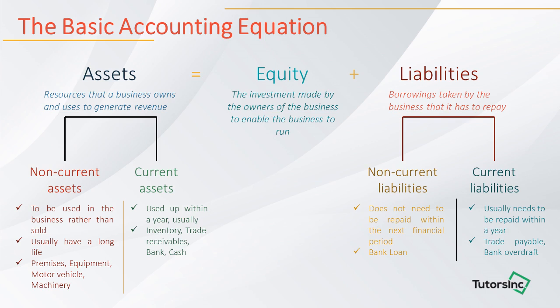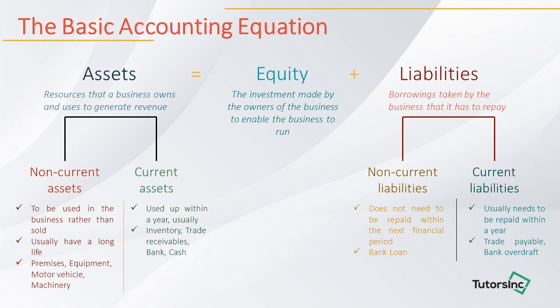and cash refers to the money readily available in hand. Equity is simply the investment made by owners or founders of the business in order to make the business operations run. Equity is also known as capital. Moving on to liabilities. Liabilities are simply borrowings taken by the business that it has to repay in the future.